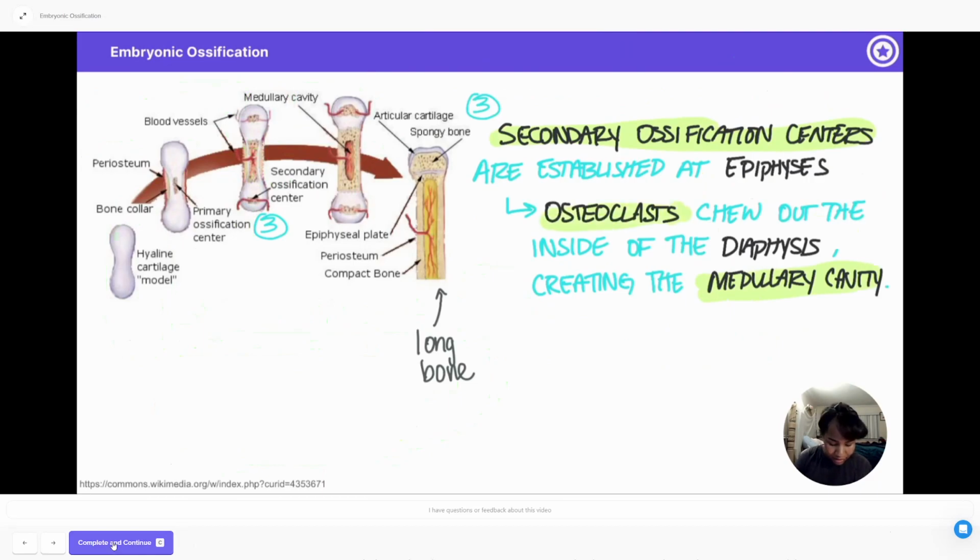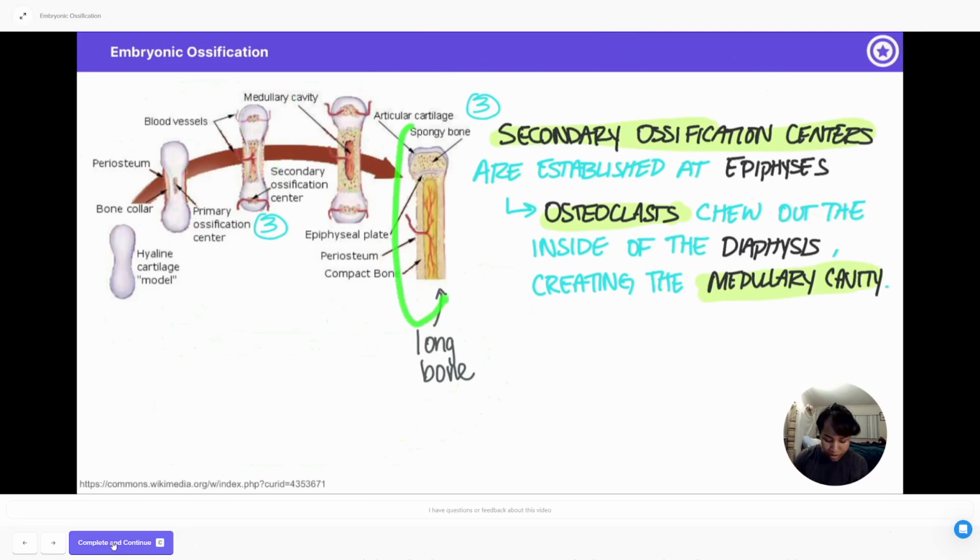And the inside cavity that was previously just all bone is going to get eaten away by osteoclasts. And we can see this hollow cavity here that wasn't there before. And this is going to be the medullary cavity that houses bone marrow. Specifically in infants, it's going to house red bone marrow, but later on in life it gets replaced by yellow marrow.